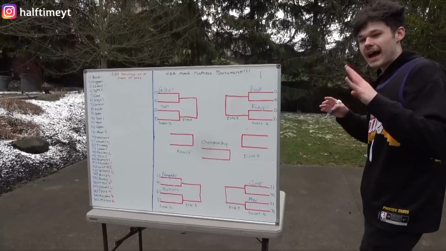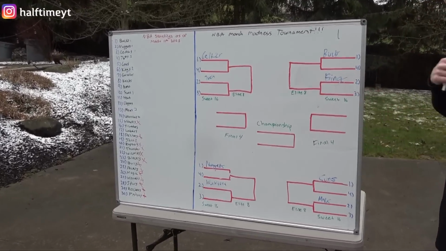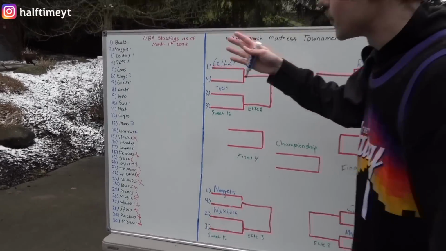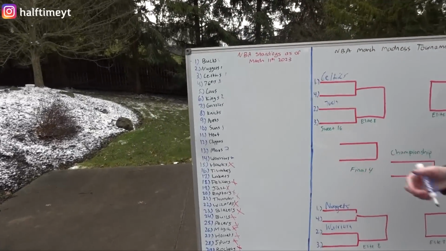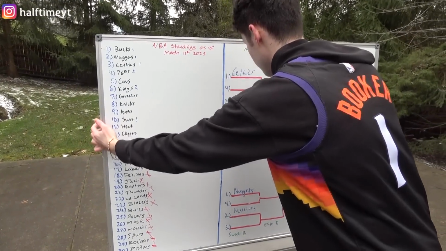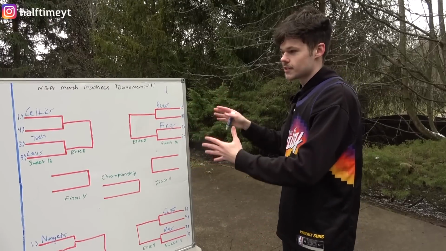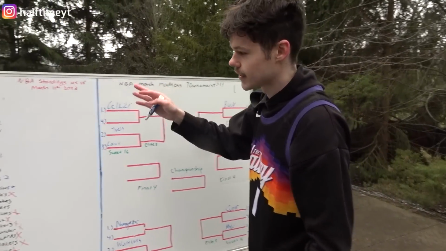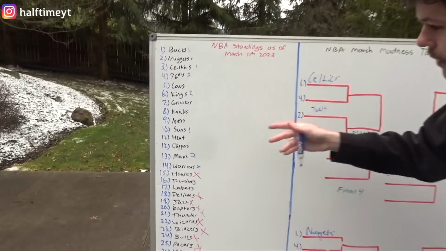Yep. So now we need 4 number 3 seeds. I'll begin first with my 2. So looking at this board right now, I gotta go the Cleveland Cavaliers, and I'll put them right here as the 3 seed. So the Cavs will go against the Sixers in the first round. Again, there is no conferences. This is March Madness.